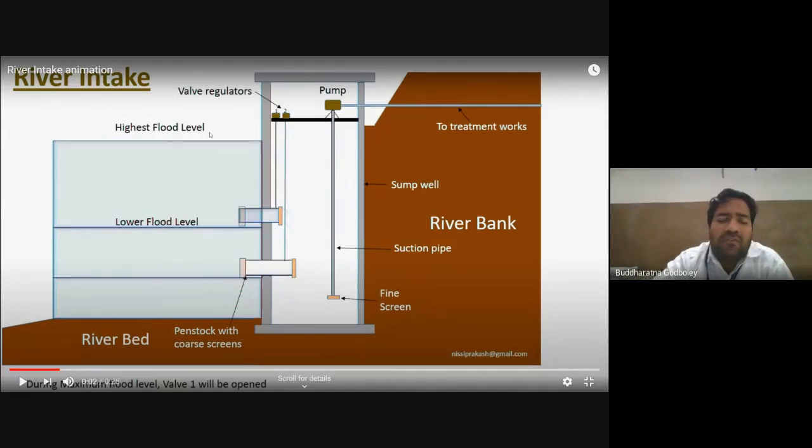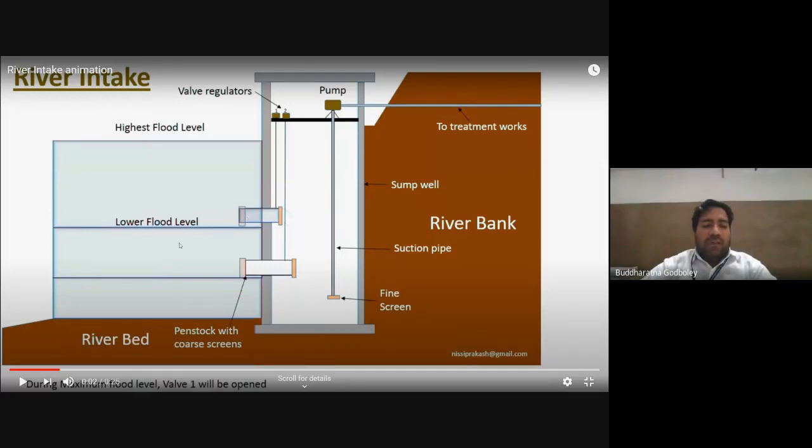When a high flood level is there, what will happen? When a low flood level is there, what will happen? For that we provide two different wells. In some river intakes it may be a single well, or we make it a twin well. We say single well if only one pipe is provided, and twin well when two pipes are provided.